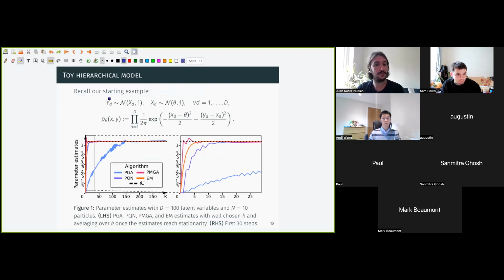So here's that starting example. And here I'm plotting the parameter estimates over the number of iterations. Now, in this example, things are very simple, so I can actually compute what the optimal parameters are. So it's this dotted line over there. And also I can implement the EM steps, so I can actually compare with EM.